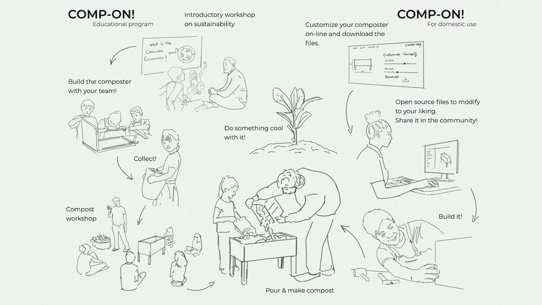But we are aware that we need to switch from individual product design to systems thinking. That is, we need to engage community to make cities really circular. And that's why we thought not only of a product, but also of a platform where people could download the files, use them, change them, exchange information and experiences, and we also designed an educational program around the product. So community is powerful, and sharing knowledge can boost an innovation project.